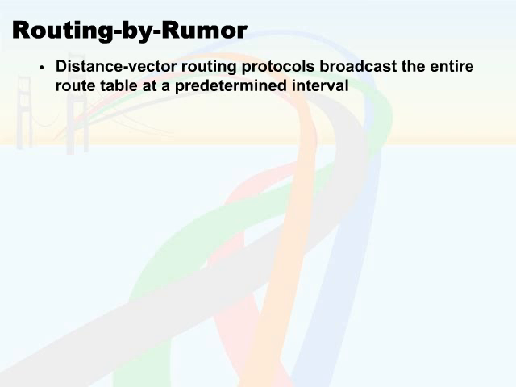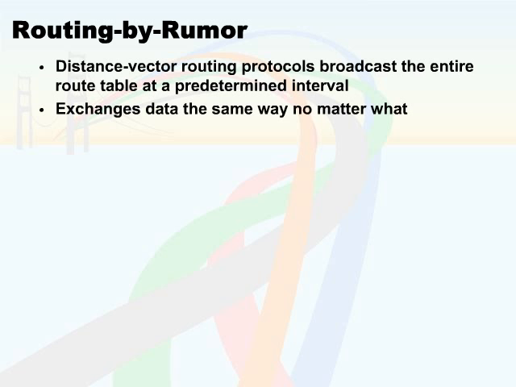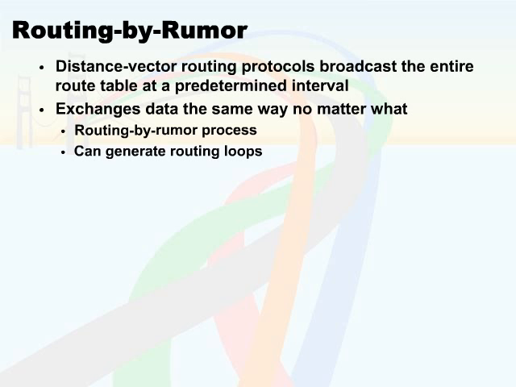interval. What this means is that every router that exists within a network environment that's running distance vector is going to tell every router about everything it knows, whether it originated locally or if it was learned from another router. It exchanges the data in the same way no matter what. This is called a routing by rumor process, and it can actually generate routing loops if we're not careful.